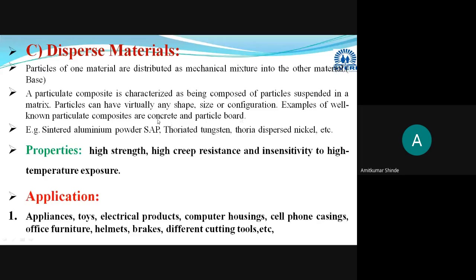An example of it is concrete. In the concrete, we are taking the sand. That sand will act as the base element. And the dispersion material will be the stones or some cement particles, which will be termed as the dispersion elements. Some other examples highlighted here: sintered aluminum powder, then thoriated tungsten, then thoria dispersed nickel.